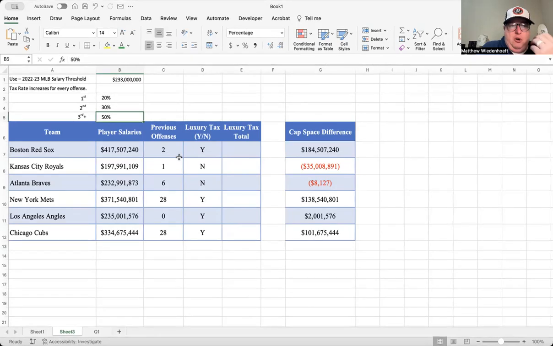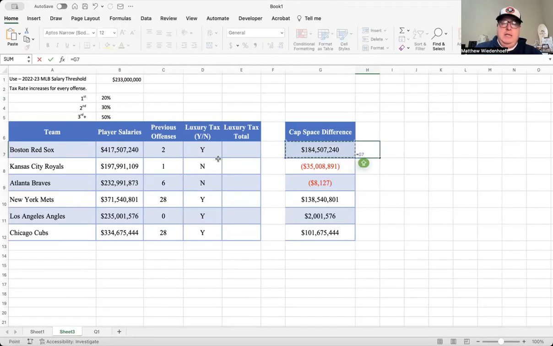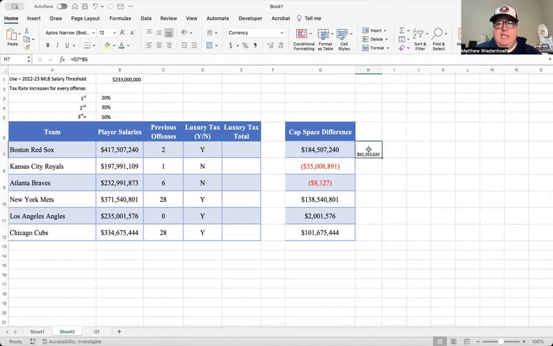Well, it's going to be based off their current offense. So the Red Sox have already had 2 previous offenses. What that means is this is their 3rd offense. So we're going to take their amount over times the percentage of their current offense, and this is what they're going to owe in luxury tax.